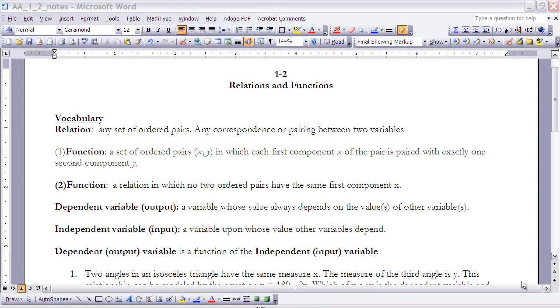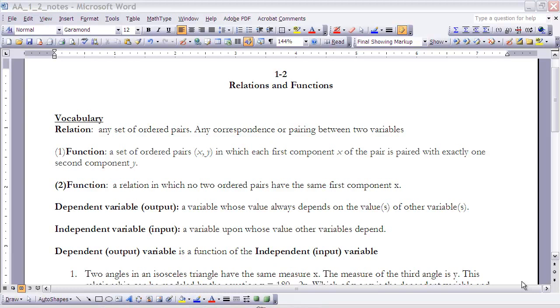Okay. Next term is one of the most important terms that we're going to learn in this chapter, and that's function. I'm going to give you two different definitions of it. They mean the same thing, just different ways of stating it. The first is a function is a set of ordered pairs (x, y) in which each first component, x, of a pair is paired with exactly one second component, y. In other words, when you look at a function, the x value can only be paired with one y value.